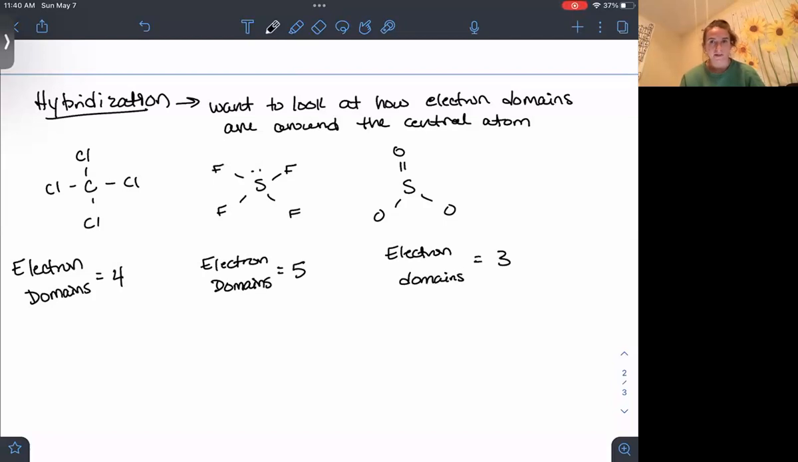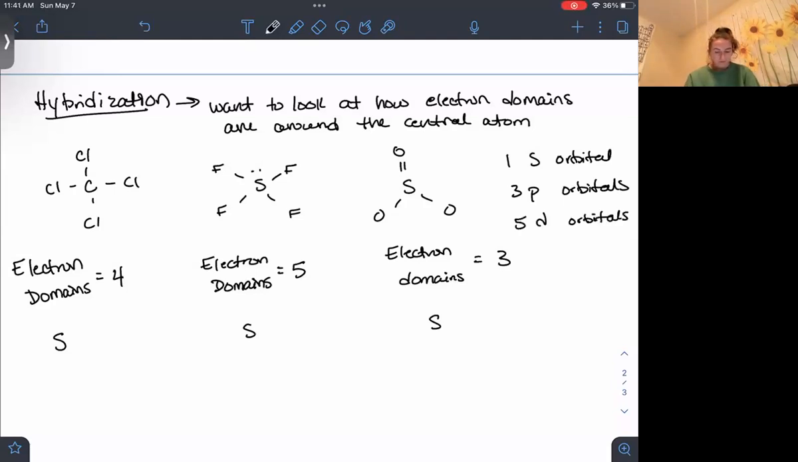How many s orbitals can we have? We can have 1 s orbital. Your 1 s orbital can hold 2 electrons, but there's only 1 s orbital. So your s will always be your first hybrid orbital you have. How many p orbitals are there? Good. There's 3 p orbitals. We have 1 s orbital, and we have 3 p orbitals. How many d orbitals can we have? Good. We can have 5 d orbitals.